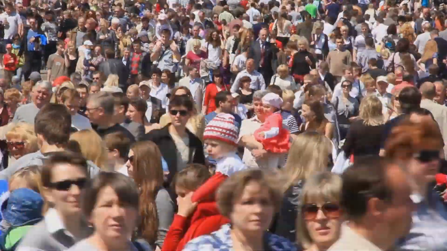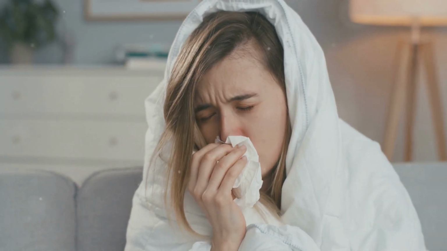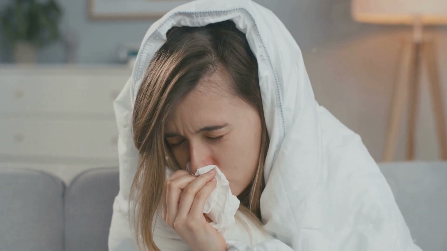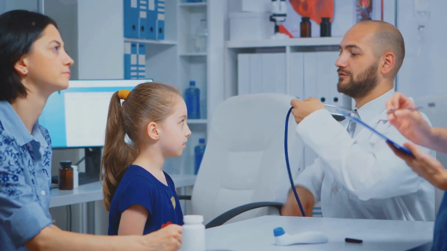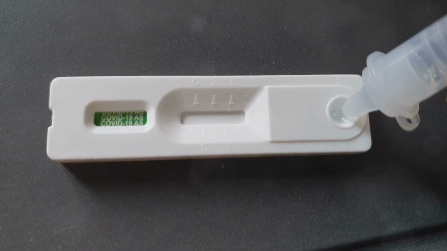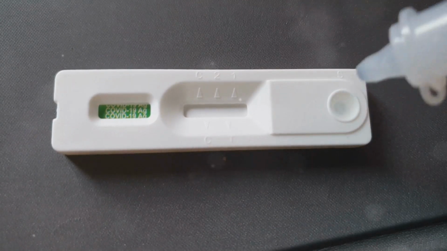RSV is a common respiratory virus that can affect people of all ages, but is particularly serious for infants, young children, and older adults. Symptoms of RSV range from mild cold-like symptoms to severe respiratory distress, and the virus is highly contagious. Diagnosis typically involves physical examination and may include laboratory tests such as rapid antigen tests or PCR tests.